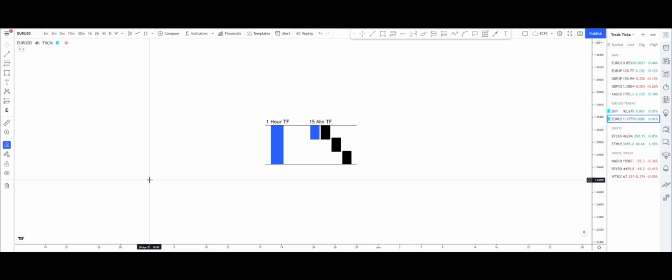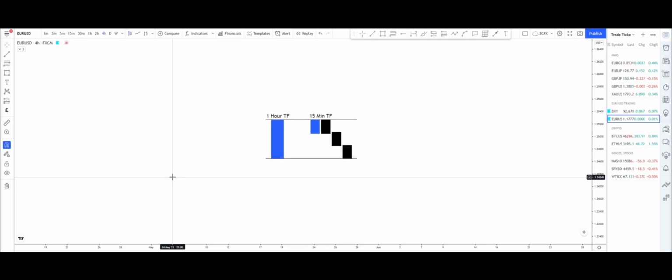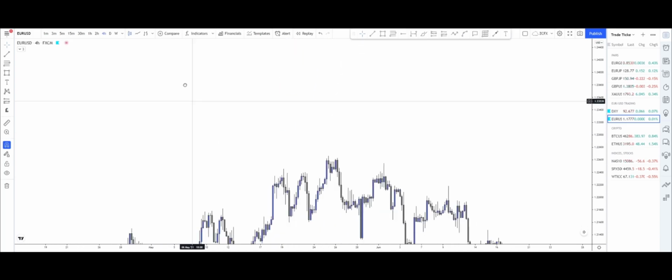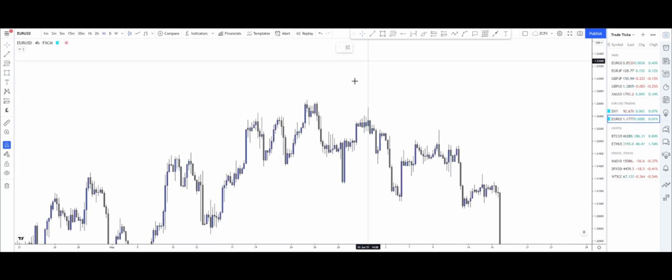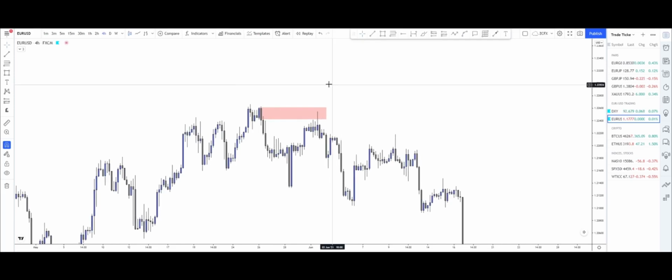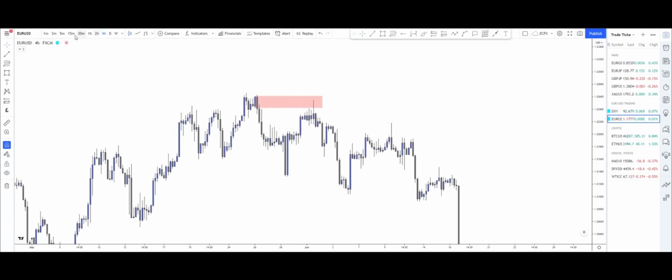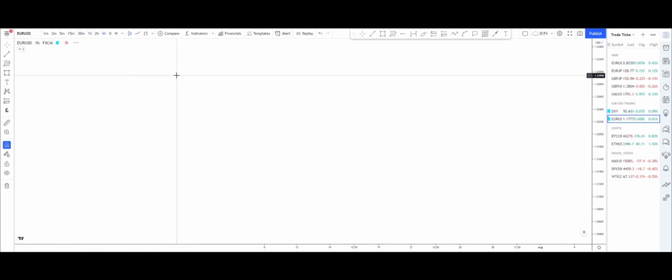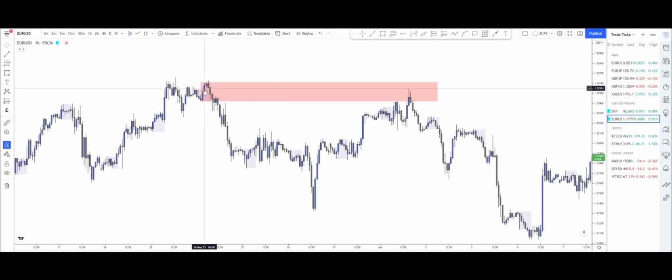So if you have a 4 hour point of interest and you're happy with the size of it, then don't worry about refining. Refining is just essentially going on a small time frame and finding an order block within an order block. Okay, so if we were just to look here, we can go ahead and mark up this as an order block. We've got a 4 hour order block. That's our supply zone, because obviously it's below price. And then if we just go to, let's say, the 1 hour to start off with, you can see another order block within this whole order block.